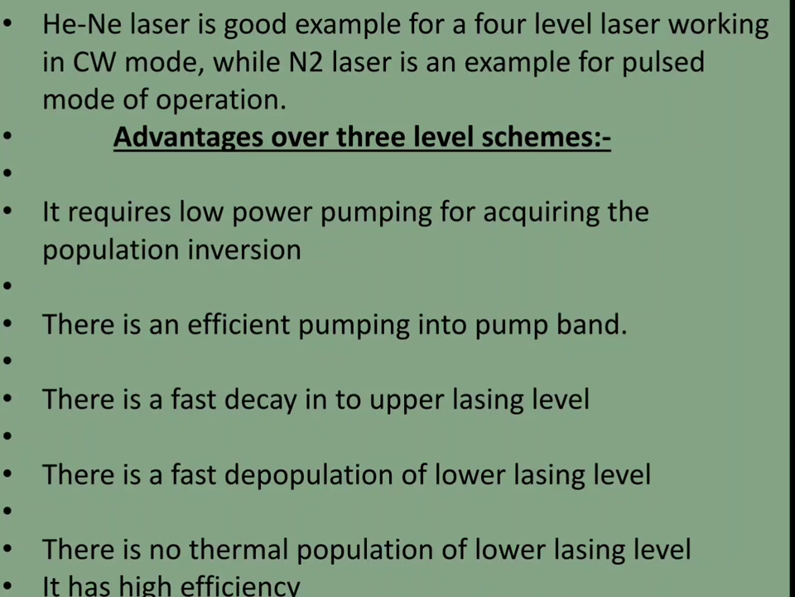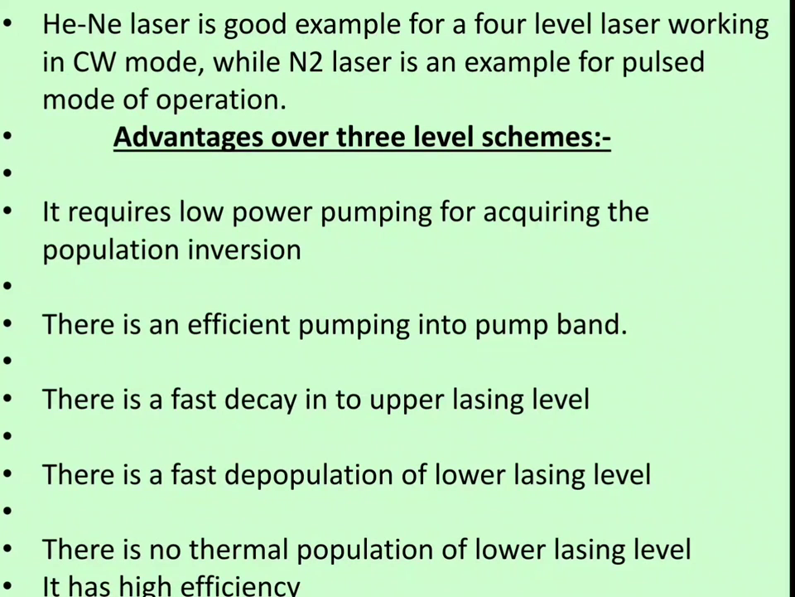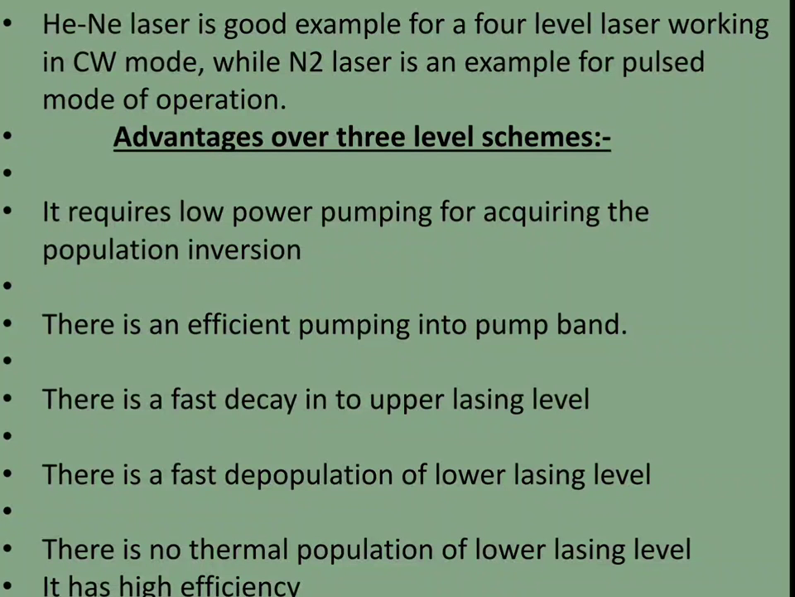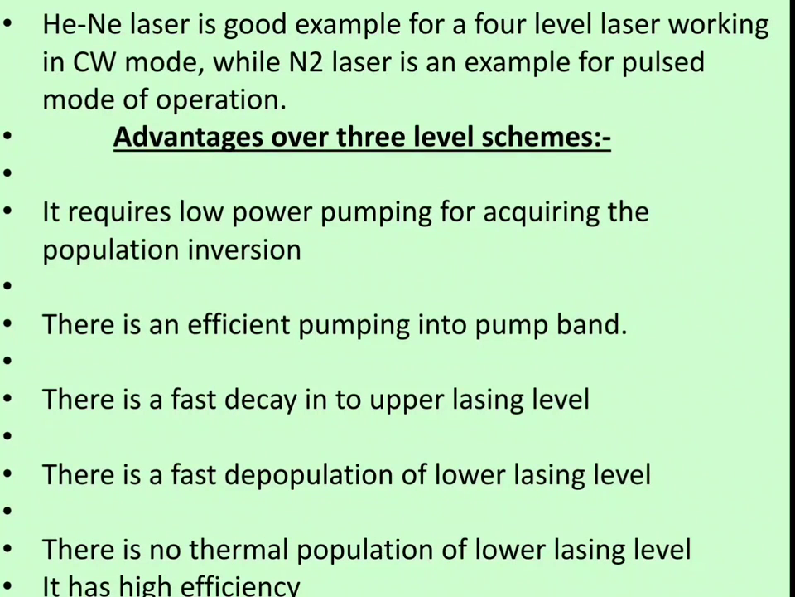It requires low power pumping for acquiring the population inversion, and there is efficient pumping into the pump band. It has a fast decay, and it is more efficient as compared with the 3-level scheme. Generally, the 4 energy level scheme is used in the helium neon laser, and with this type of pumping scheme the output is in continuous mode, and the output can be tuned to certain available wavelengths also.